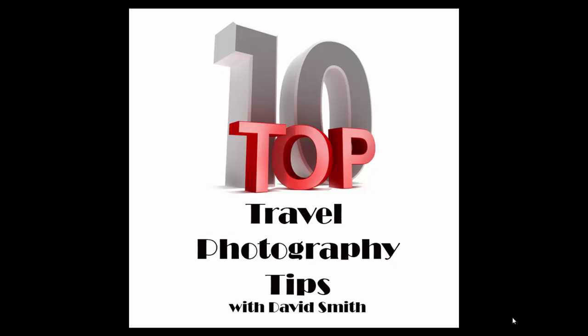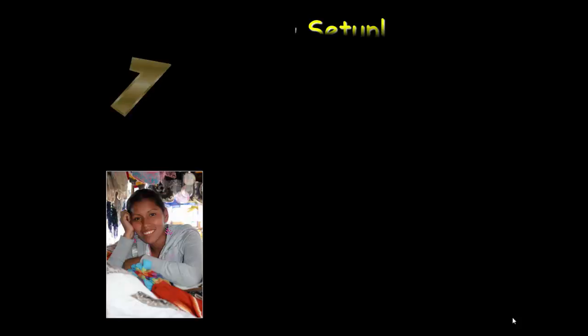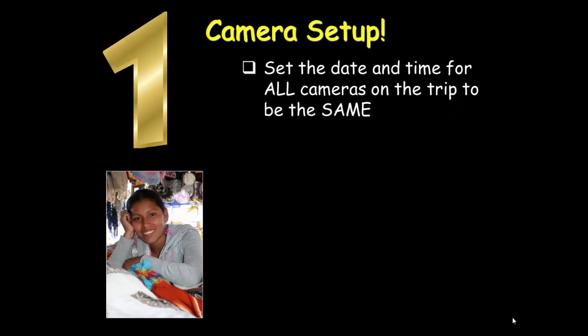These are my top 10 travel photography tips. Number 1, camera setup. Set the date and time for all cameras on your trip to be the same. This way, when you are home, you can organize images chronologically in each of your folders.